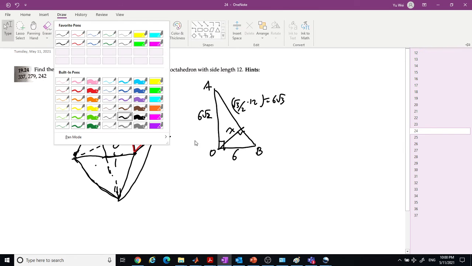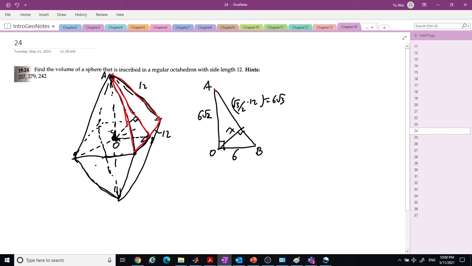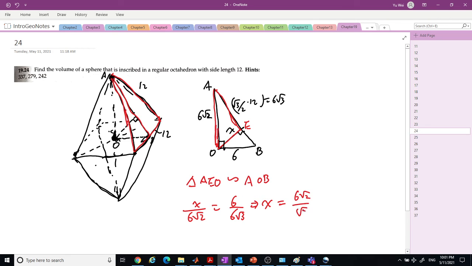Up to here is very standard, okay? So we have a similar triangle: triangle AED, AO is similar to triangle AOB. Then x over 6 root 2, the leg over the hypotenuse, is equal to the leg over the hypotenuse. So you can get x equal to 6 root 2 and root 3.